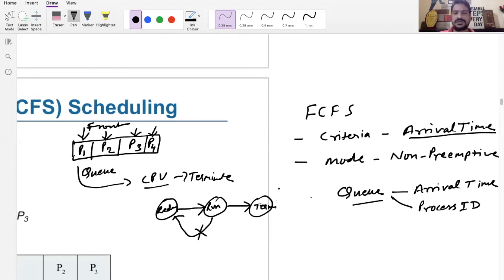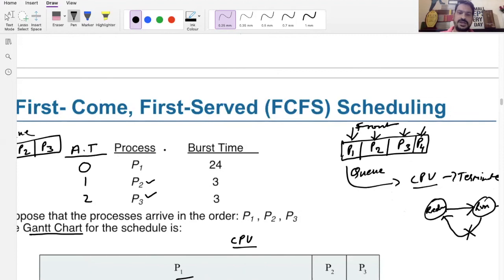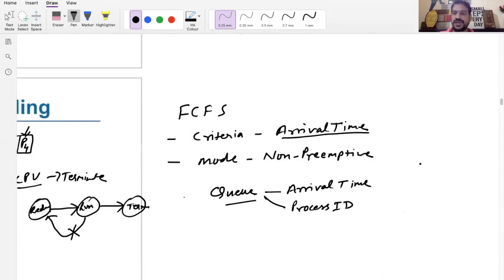As we can understand from here, this process has process ID 1, this process has process ID 2, this process has process ID 3. Even though they have arrived at 0, 0, 0, we have to arrange the queue based on their process ID. This is the tiebreaker. Otherwise, we take the primary criterion, that is arrival time. If arrival time is the same, we consider process ID. Getting it? For the arrangement of the queue. That is one thing.